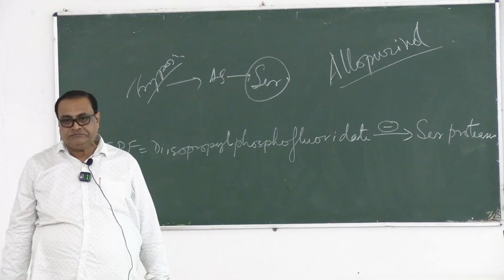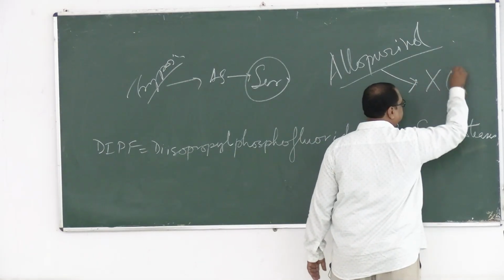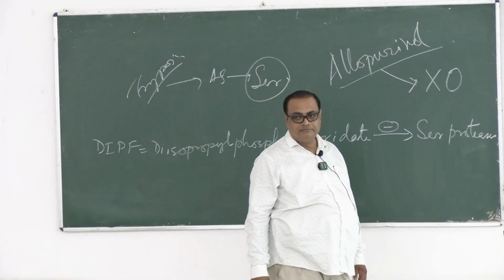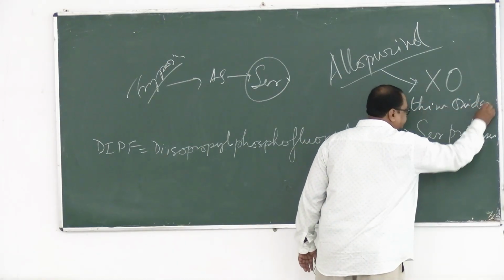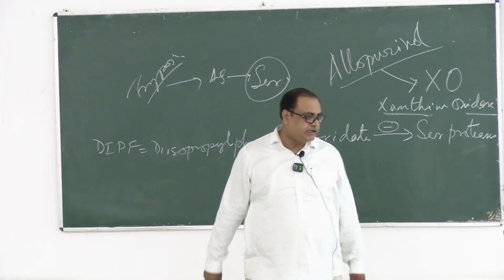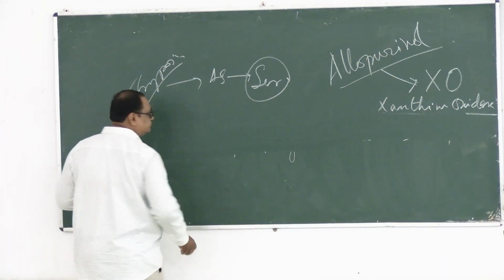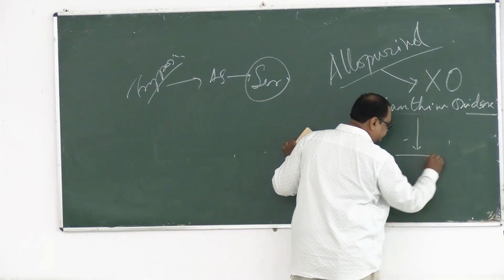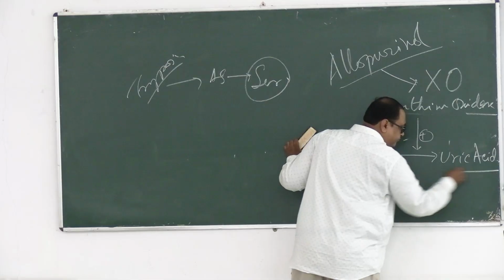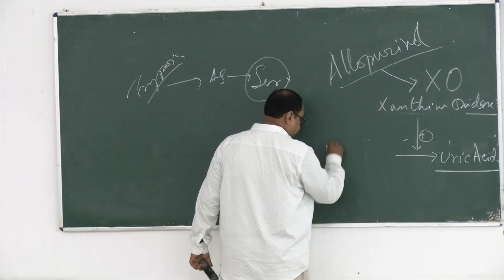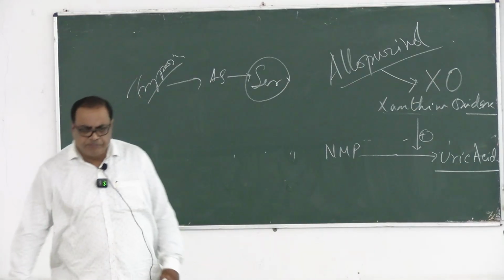Allopurinol. What does it do? It inhibits xanthine oxidase, the enzyme required for production of uric acid from AMP, GMP, purine nucleotide.